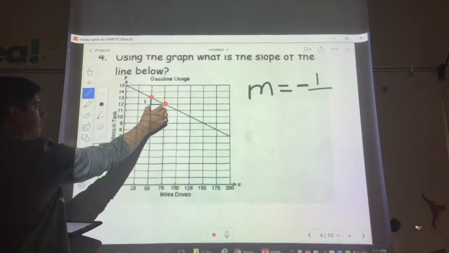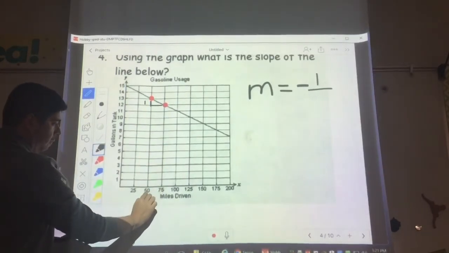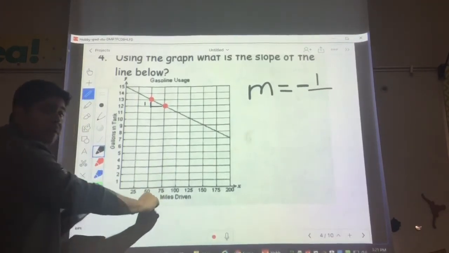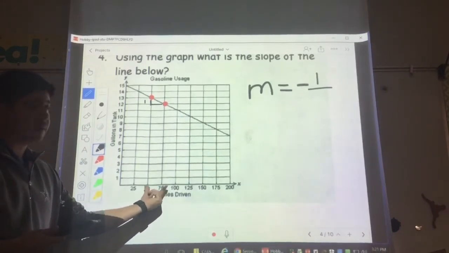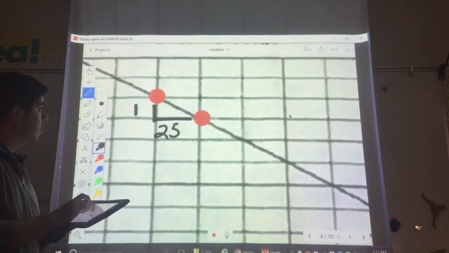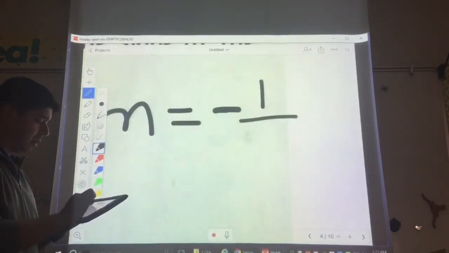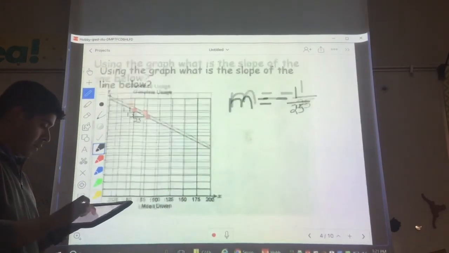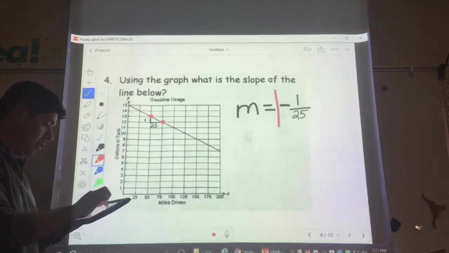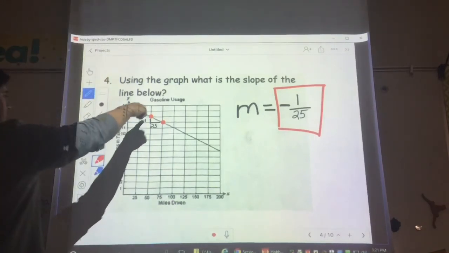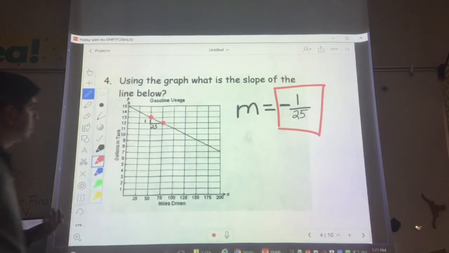So look at my intervals here, from 50 to 75. How much is that going to the right? Well, it's going 25, because that's my difference between 50 and 75. So this is going to be 25, and that goes on my denominator. So my answer is going to be negative 1 over 25. It's a negative slope because I'm going down. That's the first thing I do is go down. So that's the answer to number 4.